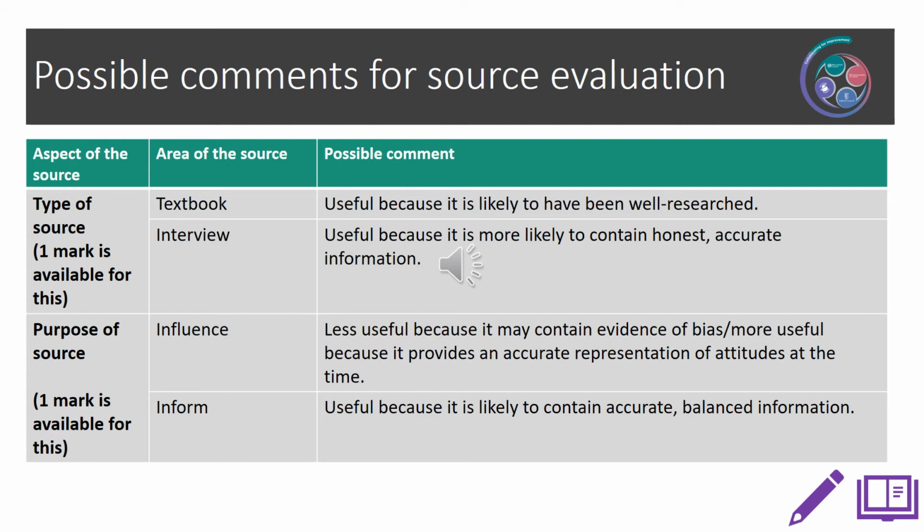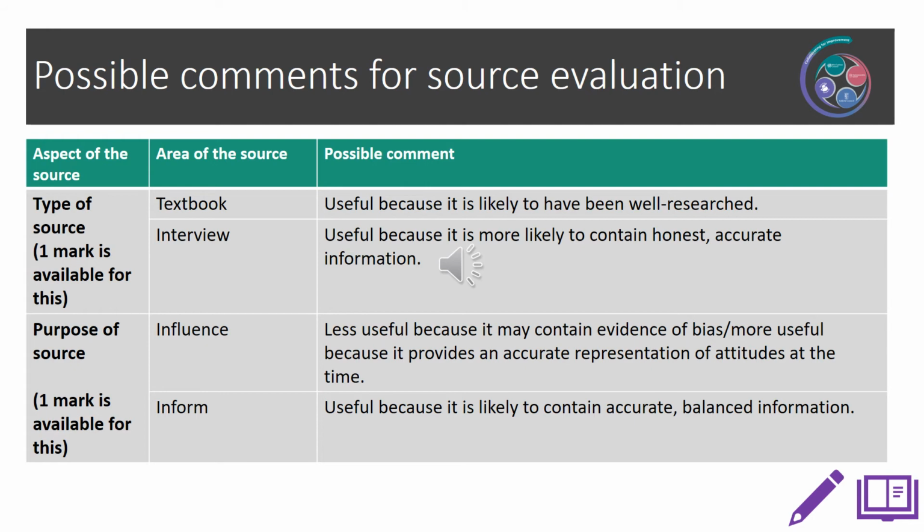And again here, what we can see is two other aspects of the source, the type and purpose of the source, the area of the source that you could comment on, and some possible comments. I'm sure that a lot of your teachers will have already gone through this with you, but just for some of the common types of source and the common types of purpose for sources, here are some of the comments that you could make. If a source is a textbook, a possible comment would be it's useful because it's likely to have been well researched. If it's an interview, it's useful because it's more likely to contain honest, accurate information.